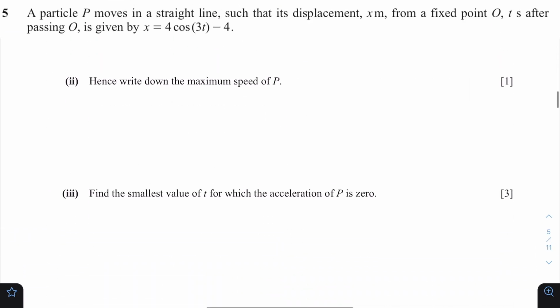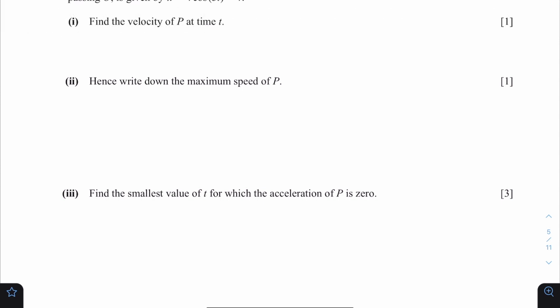Question 5. A particle P moves in a straight line such that the displacement x meters from a fixed point O, t seconds after passing O, is given by x equals 4 cos 3t minus 4. So velocity with respect to time is basically differentiating this function over here. So dx over dt is equal to v, which is equal to, if we differentiate this, negative 12 sine 3t as our answer. So I'll just write that.